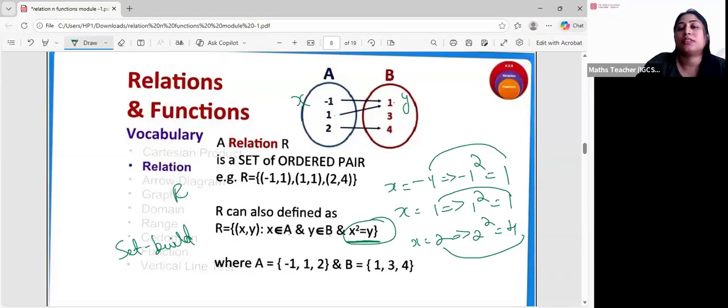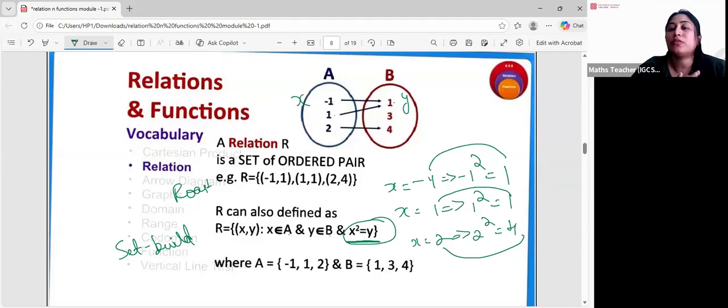So this is our roster form. This is our arrow diagram, correct? So we can relate the elements of set A to set B by some conditions. Can you make out? They are given us some condition here. So the condition is x square will be equal to y. So when the elements are related with some condition, we're gonna call that a relation.